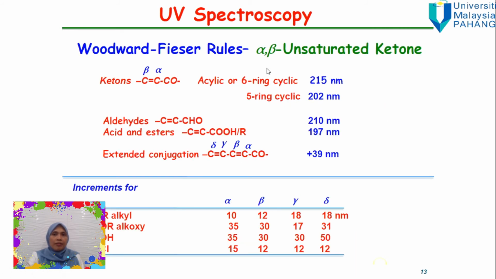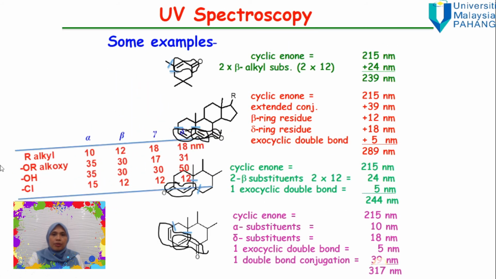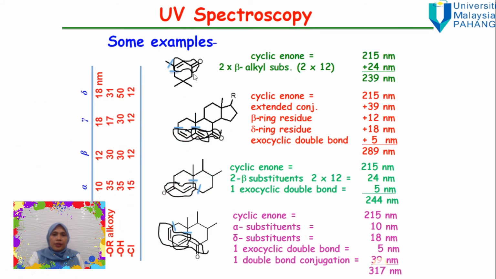Next, we go for the alpha beta unsaturated ketone. They have a basic value for ketone, aldehyde, acid and ester, and the increments are also based on alpha, beta, gamma and sigma. So for the alkyl group: alpha 10, beta 12, gamma 18, sigma also 18. Let's see the example for calculation. For this one, this is a ketone. This one is considered as a diene for the ketone, and then the cross section is considered as alkyl. So the calculation is 239.